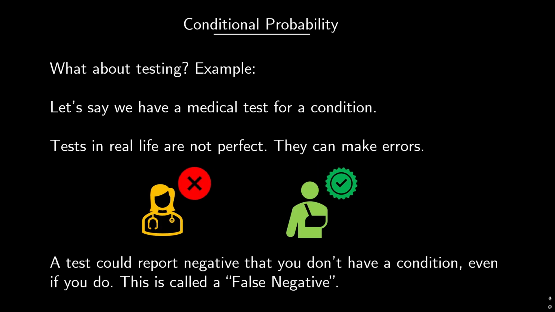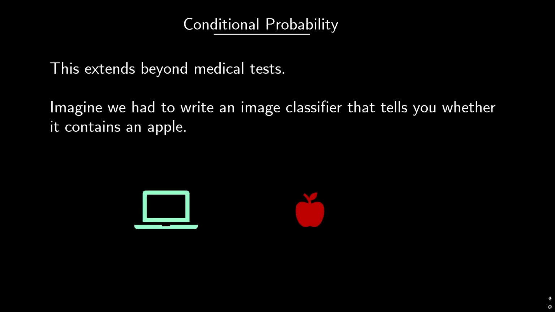Or the other way around, a test could report a negative when you have a condition. When you have a condition and it reports no, this is what we call a false negative. This actually extends beyond medical tests. Imagine, for example, you had to write an image classifier that tells you whether or not the picture contains an apple.